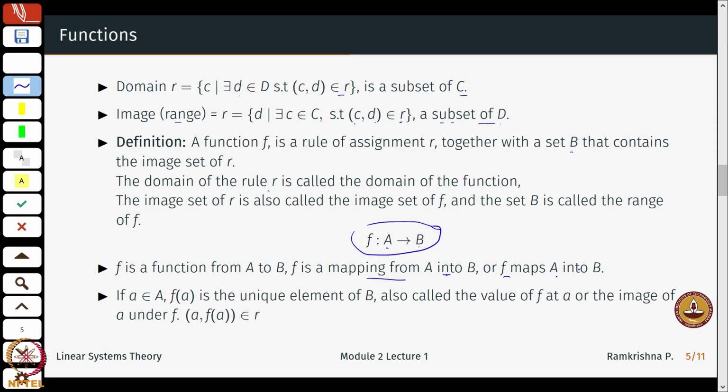So what does it mean in terms of the rule? If I take an element a of A, F of a is the unique element of B. So if I just draw a little picture, I have A here, B, a little element a of A under the function F maps to some point F of a. Right. So F of a is in B, a is an element of A. So this should be unique. So F of a is the unique element of B, and in some sense is also called the value of the function F at the point a, or the image of a under F, right.